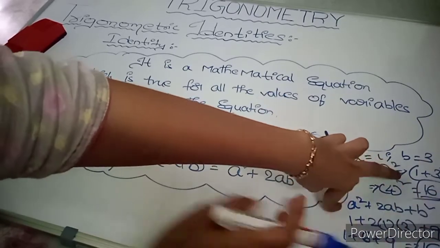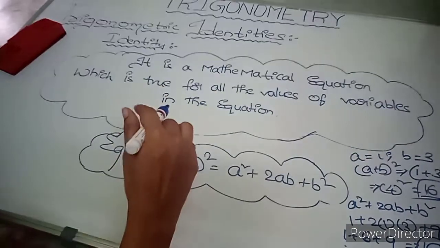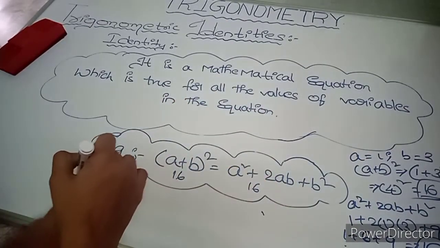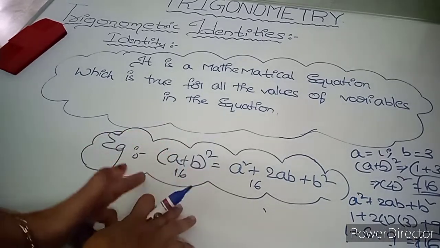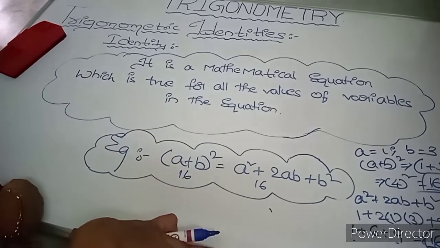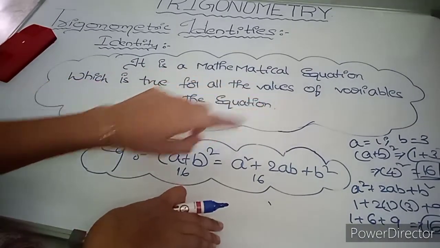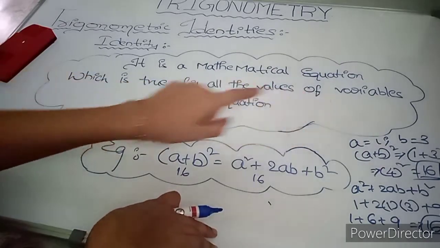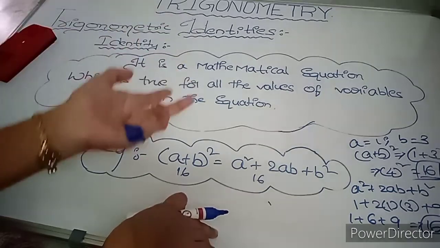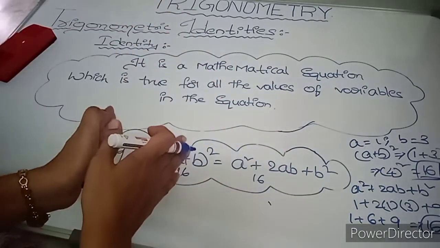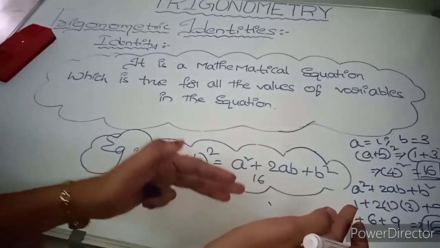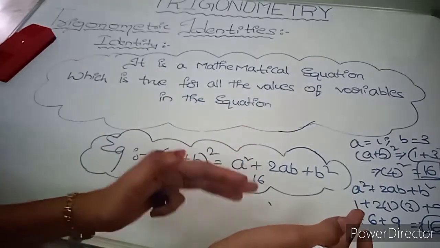See here, we proved that LHS is equal to RHS. The value of LHS is 16, and RHS is also 16. So we showed that LHS is equal to RHS, then it is an identity. What's the definition? It is a mathematical equation which is true for all the values of the variables in the equation. If you substitute any values in the equation and it holds LHS is equal to RHS, then it is known as an identity.